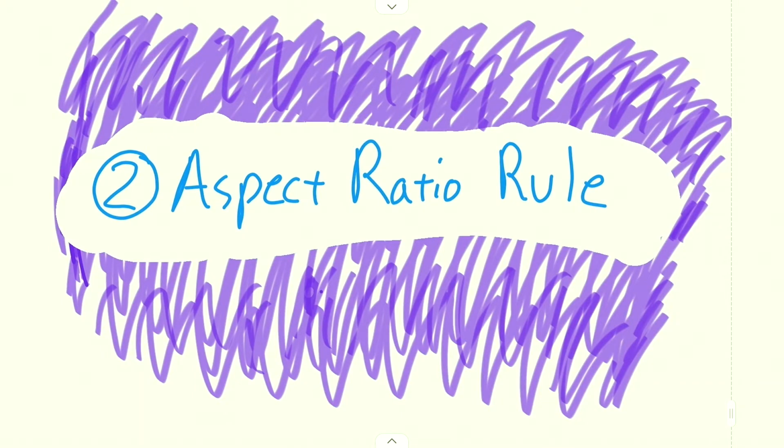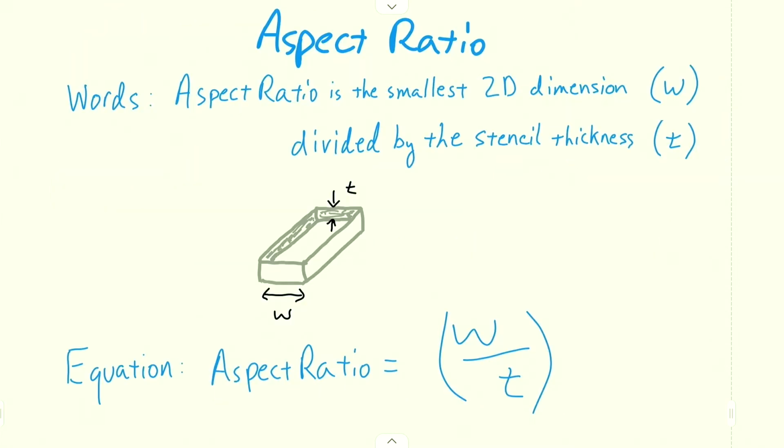This next section introduces our first rule, the aspect ratio rule. First, we need to define the aspect ratio, which we can do two different ways. It can be stated in words. The aspect ratio is the smallest 2D dimension, which for us is always the width, divided by the stencil thickness. Or we could use an equation. The aspect ratio is equal to W divided by T.